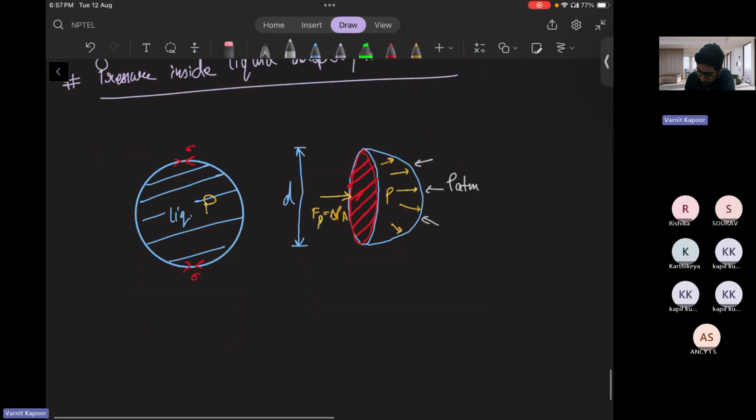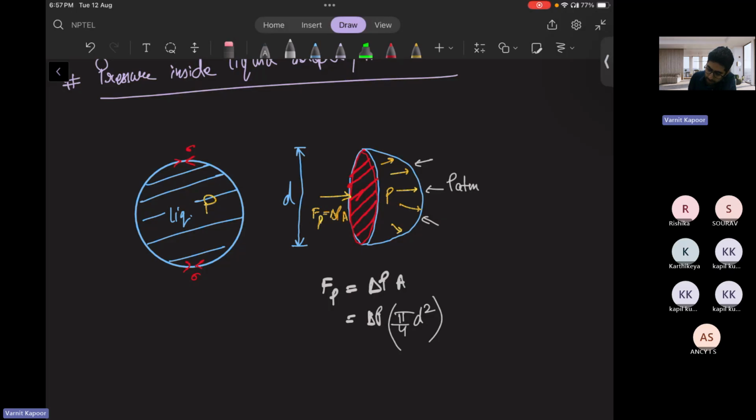So what will be Fp? Change in pressure into area. And what is the area of this red circle? Pi by 4 d square, the area of a circle. This is your pressure force.